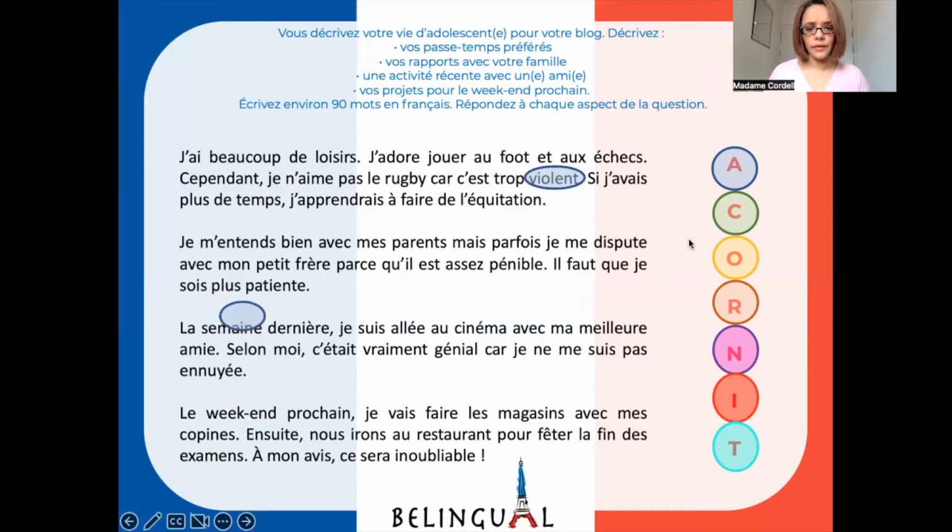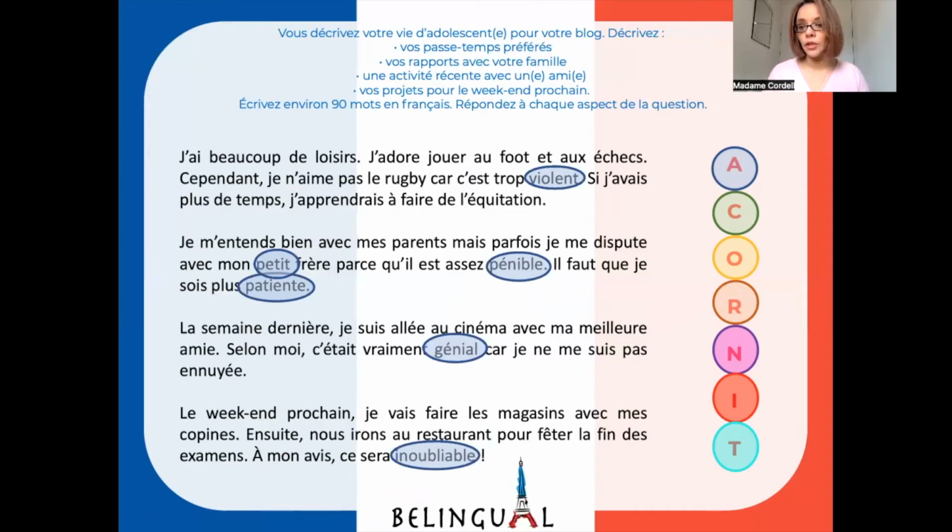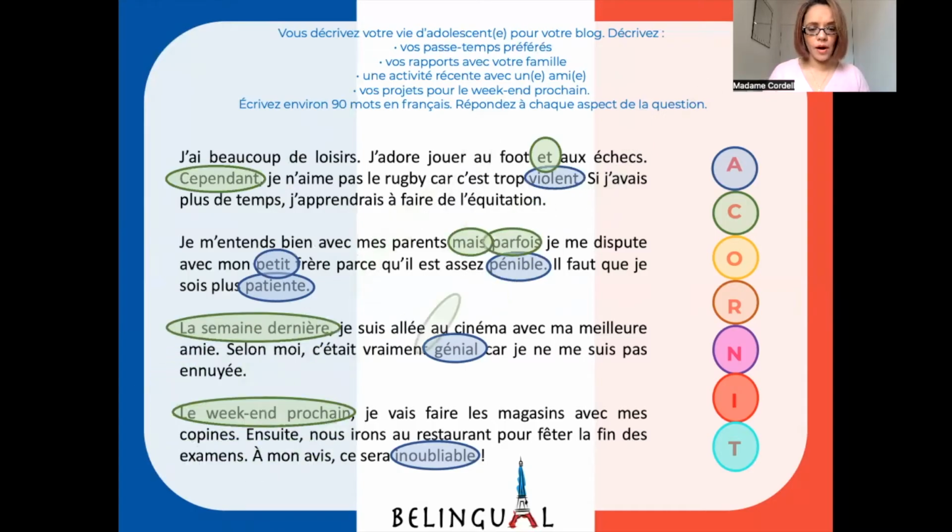So we have violent, petit, pénible, patiente, génial, and inoubliable. So we have a few, okay? So now let's take a look at connectives. Et, cependant, mais, parfois, la semaine dernière, le week-end prochain, ensuite. So again, we have a few.